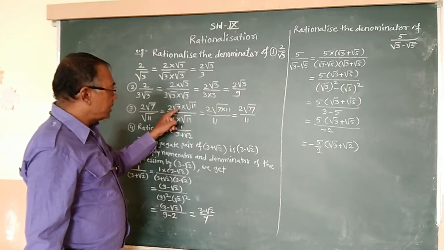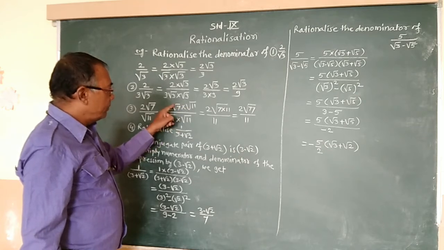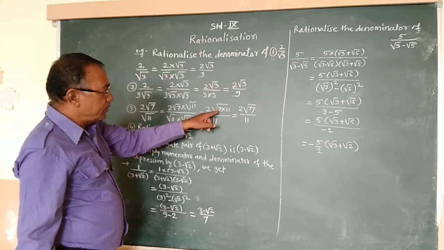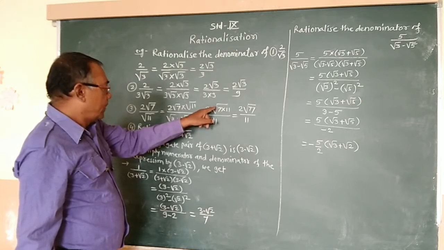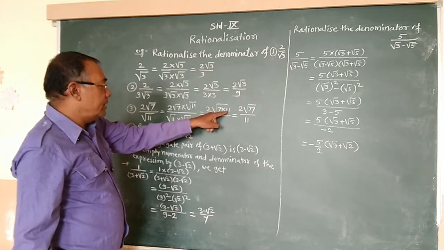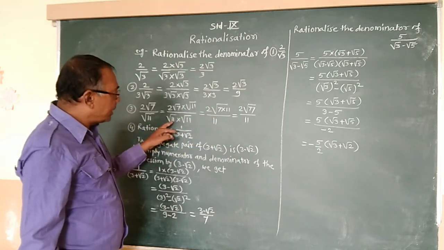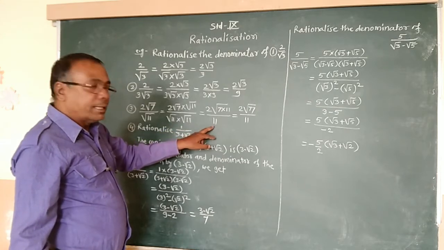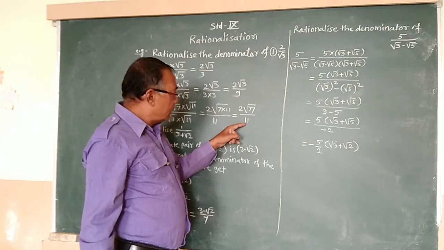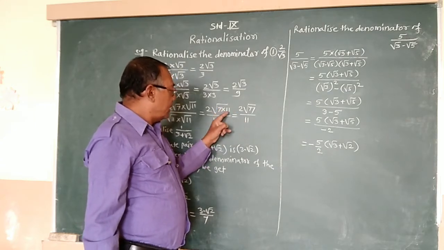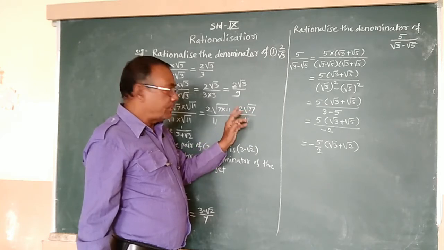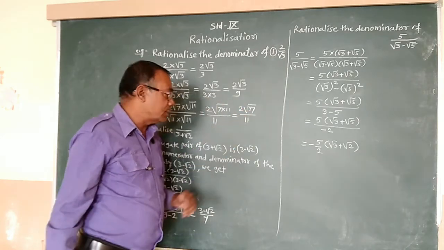So 2 into root 7 into root 11. Here both the orders are the same, so I have written the multiplication under a radical sign having order 2. This 2 is there, and 7 into 11 under the root, divided by root 11 into root 11, which will be 11. So 2 upon 11 into 7 root 7, that is, 2 root 77 divided by 11 is the answer.